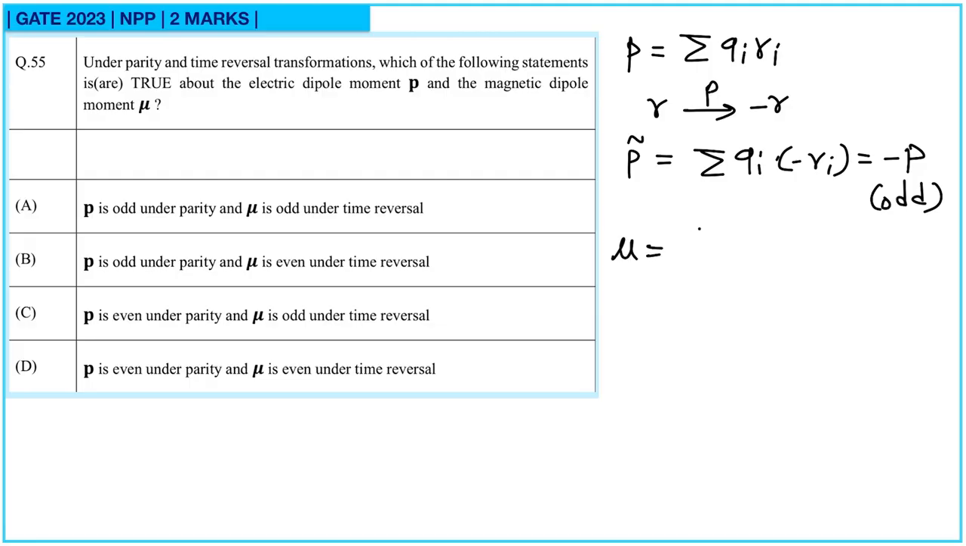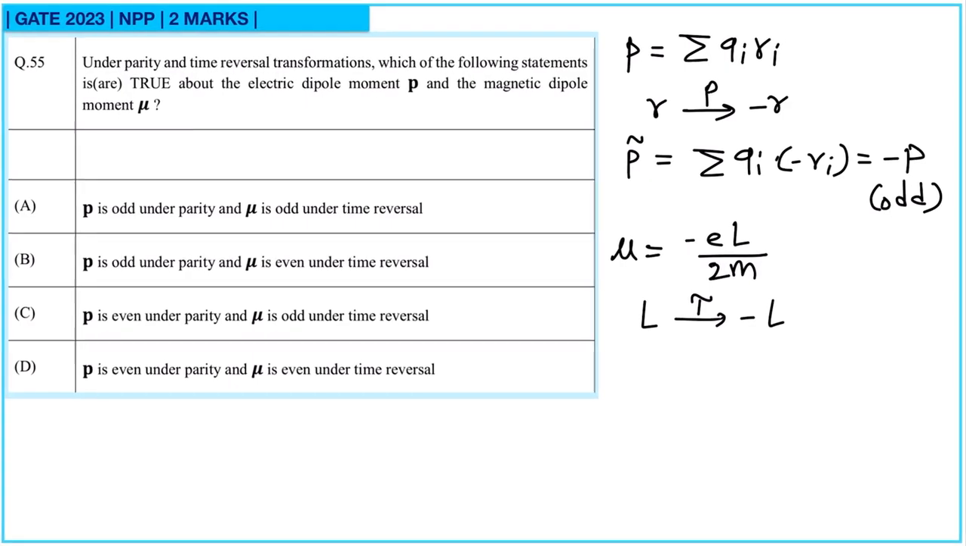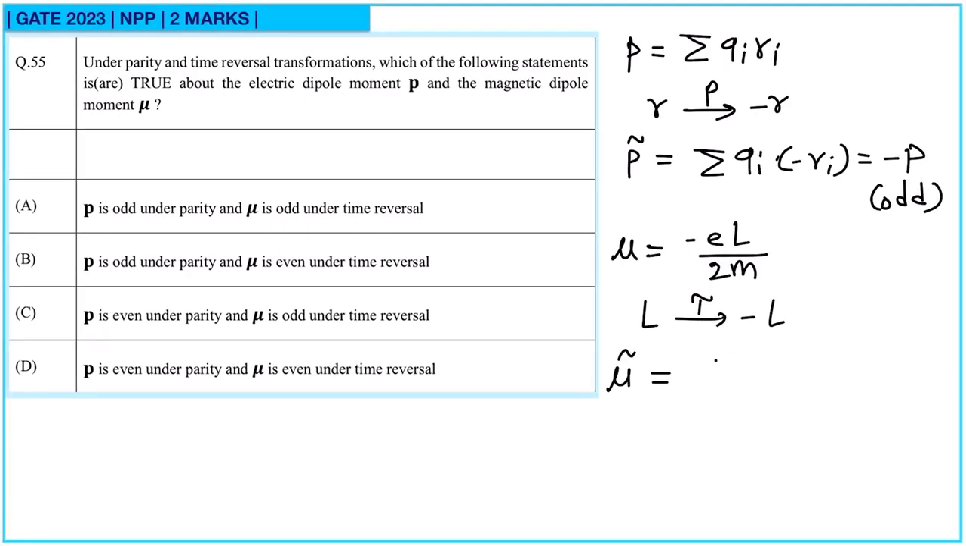Similarly, magnetic dipole moment mu is equal to minus eL by twice m. And if L is operated with time reversal, so time will be reversed. L is equal to m v r, v is equal to dr by dt, so time is there, so it will change its sign. So mu will be minus of e by twice m, and here we will have minus of L, that is minus of mu. So again it is odd. So P is odd under parity and mu is odd under time reversal. So option A is correct.